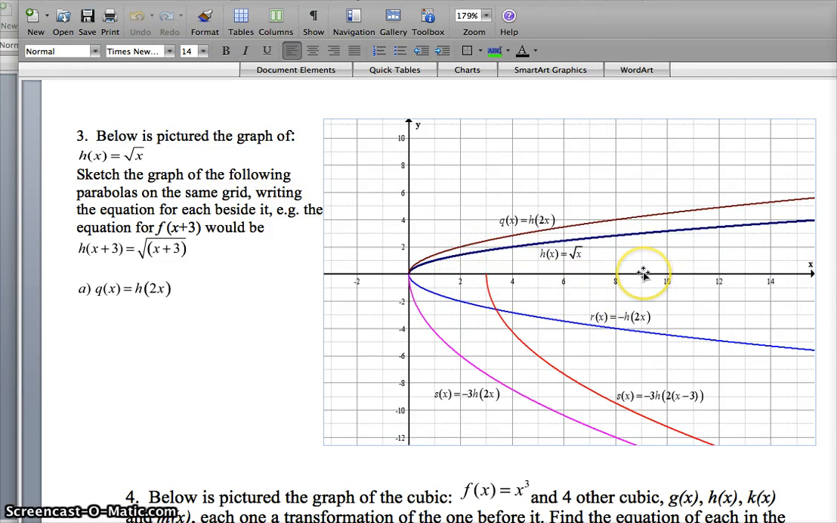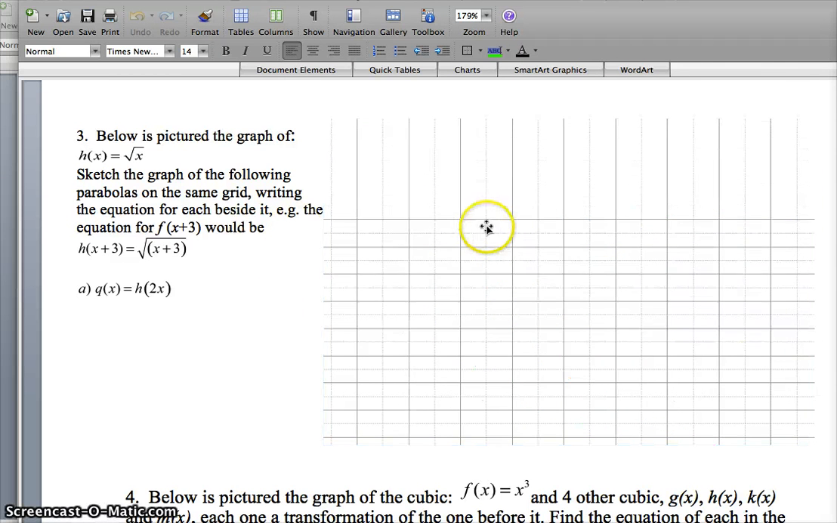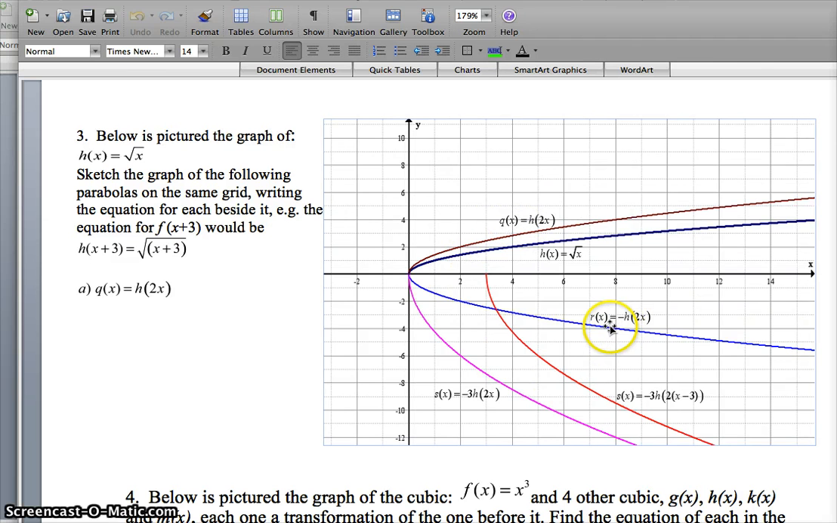If I were to look at the point 9, 3, and I were to multiply the x coordinate by 1/2, I would have the point 4.5, 3. Okay, that's the first transformation. If I look here at r, it's saying to take negative h of 2x. This is a reflection over the x-axis because this multiplying by -1 happened outside the function. Therefore, this graph in brown reflects over the x-axis and becomes this graph in blue.